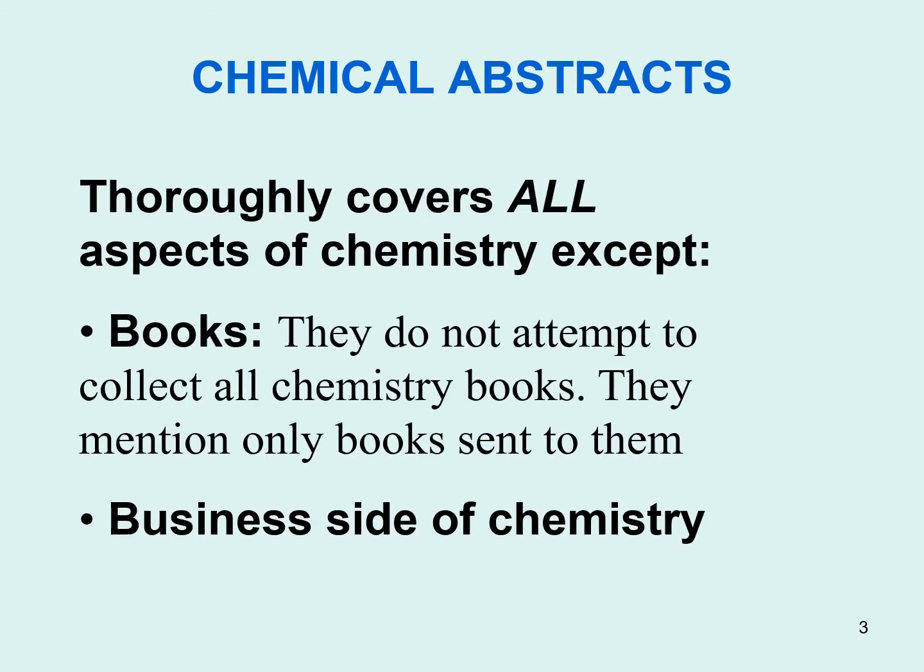A little bit more detail of what chemical abstracts includes and what they don't include. They cover all the research literature in chemistry, but they don't include all books. The only books they mention are books that publishers send them. The other thing they do not include is the business side of chemistry. And we'll see how to deal with the business side of chemistry on the next slide.